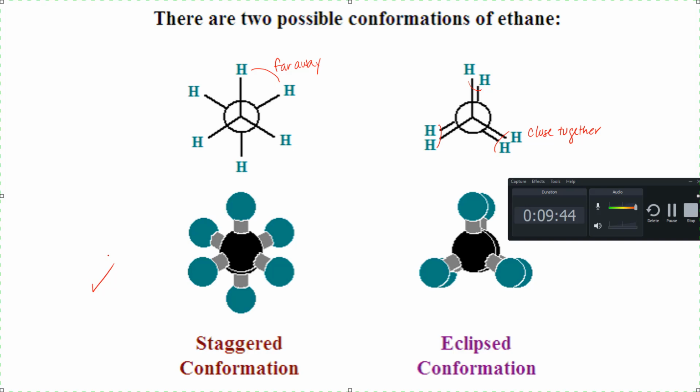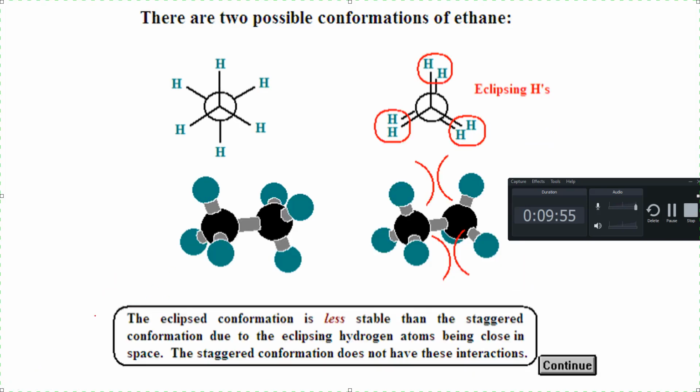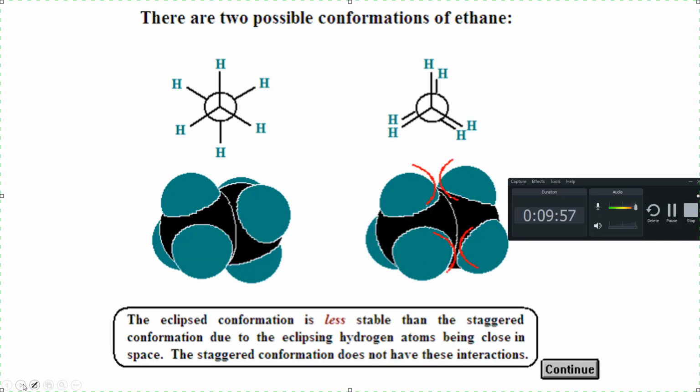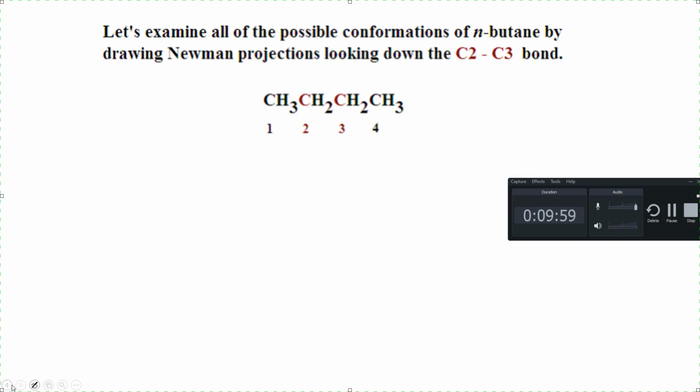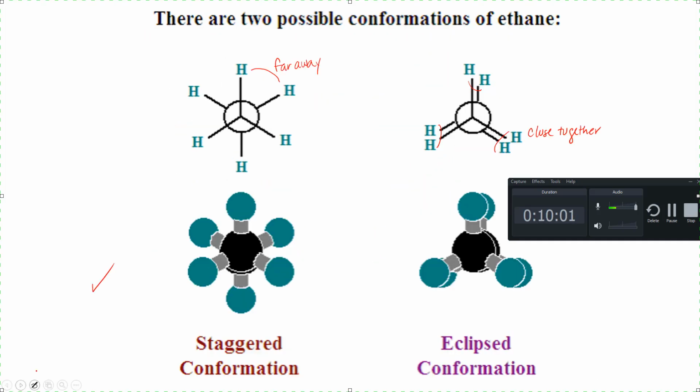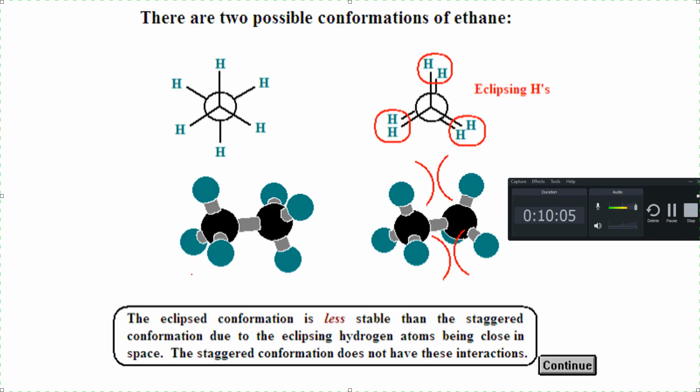Okay, well, let's take a look at this with what is called a space filling model, where we'll actually see the sizes of the hydrogen atoms. So let's just take a look at this. So here's my staggered conformation. Here is my eclipsed conformation.